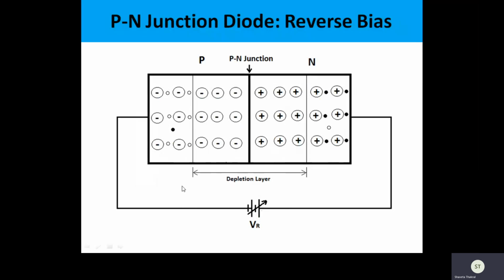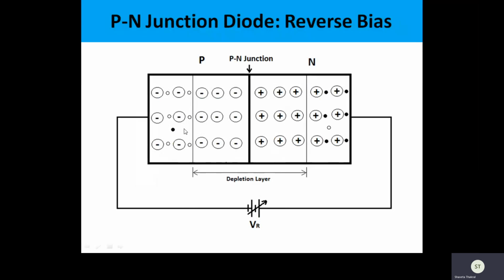But if we talk about the minority charge carriers, in the p type the minority charge carriers are electrons, and in the n type the minority charge carriers are holes. So the negative potential of the battery is repelling the electrons present in the p type, and the positive potential of the battery is repelling the holes present in the n type. So minority charge carriers will go from P to N, and the minority charge carriers in the N, that is holes, will go from N to P.